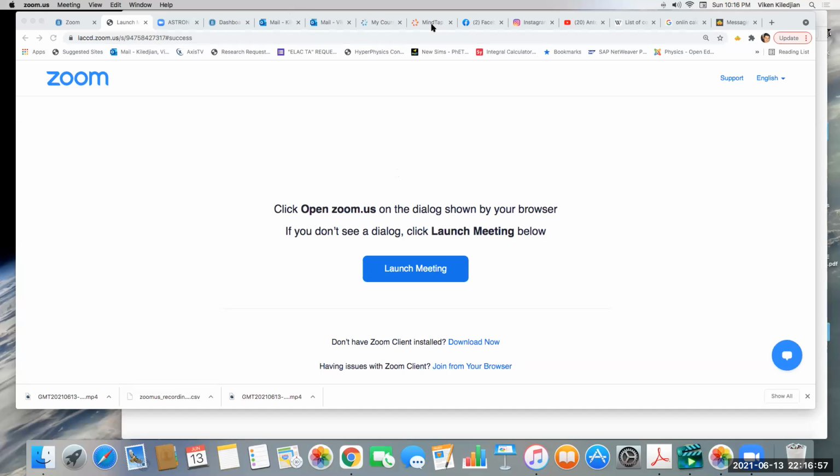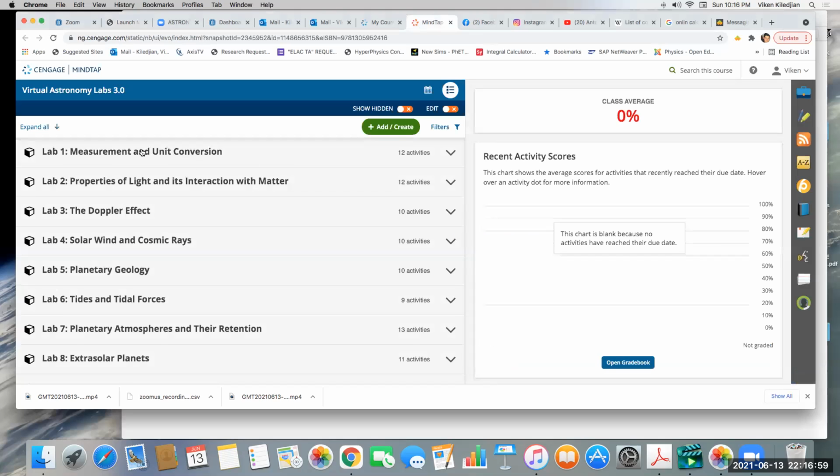I'm going to share my screen. So let's go into Lab 1. So we open Lab 1. You can see at the onset that each of the labs has a certain number of activities. Lab 1 has 12 activities, so you already know you're looking to do about 12 things there, and that's what you're going to present in your Lab 1.